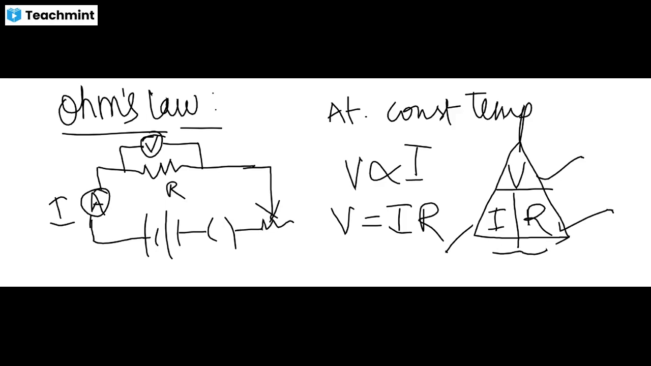Okay. So based on this, V is equal to I into R, let's solve some problems. The potential difference between the 2 points is 0.1 volt. V is equal to 0.1 volt. And current flowing through it is 2 ampere. Calculate the resistance between the 2 points.